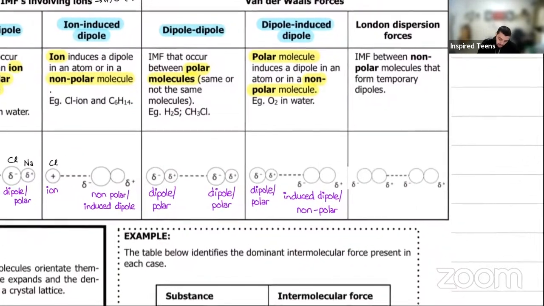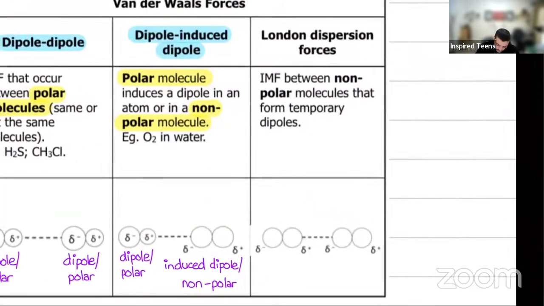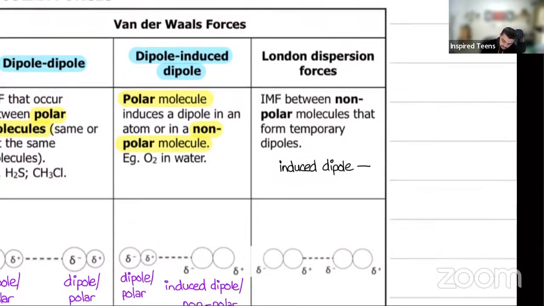Then we have London dispersion forces, which is also known as the thing we haven't mentioned yet, which is an induced dipole.